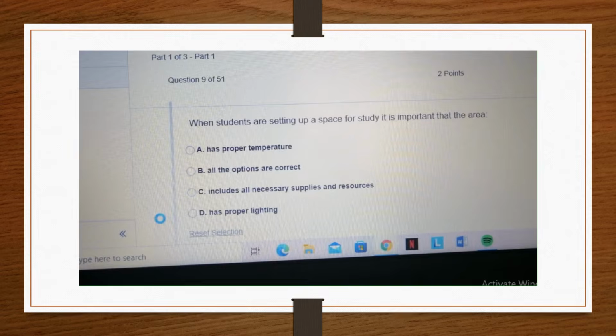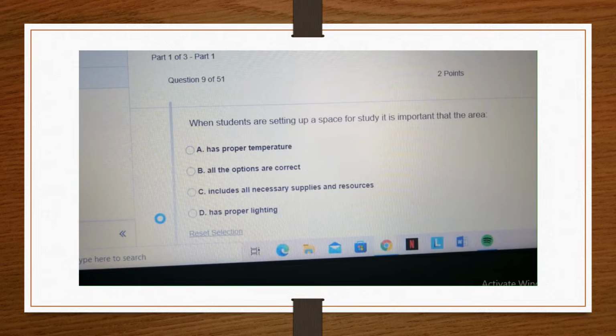9. When students are setting up a space for study, it is important that the area has proper temperature. It includes all necessary supplies and resources. You can't be going up and down. You need to have everything that you need right here in one space, and has proper lighting. So my answer is option B, which says all the options are correct.